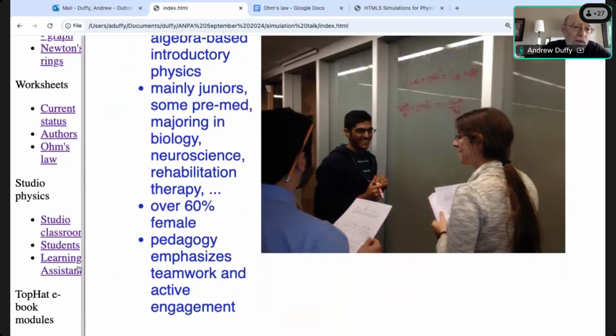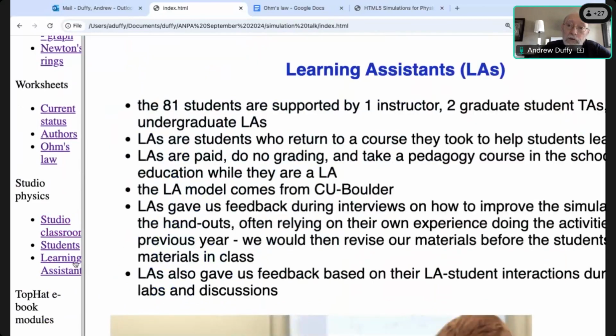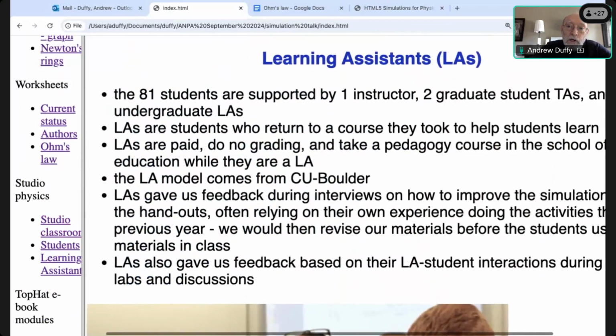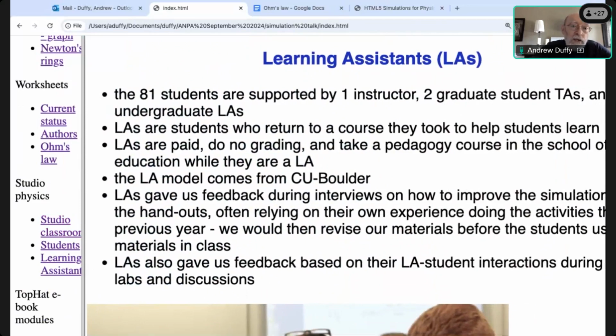And you may or may not be familiar with learning assistants. These are students who have taken the course previously, and they come back to the course. They get paid to do this. They don't have to do any grading. They just have the fun of interacting with the students. They just come back to the course to help the students learn. And so it's really fantastic to have those students in the classroom because, you know, a year ago they were actually students in the course.